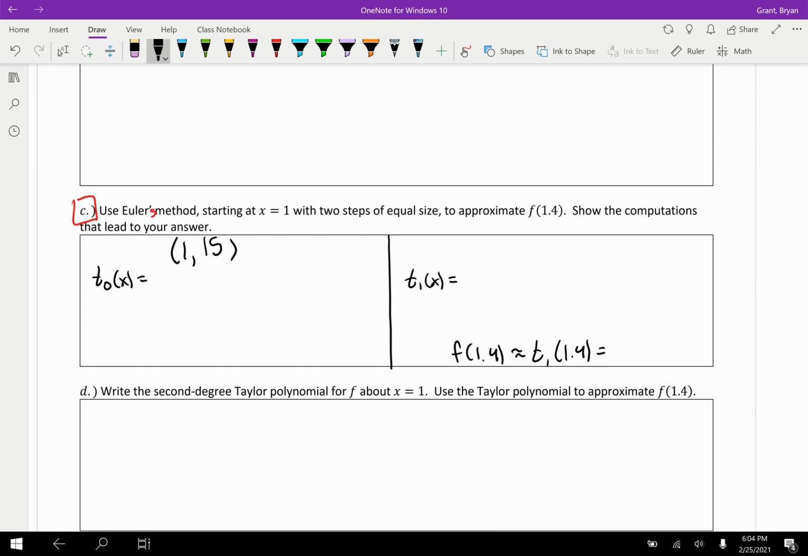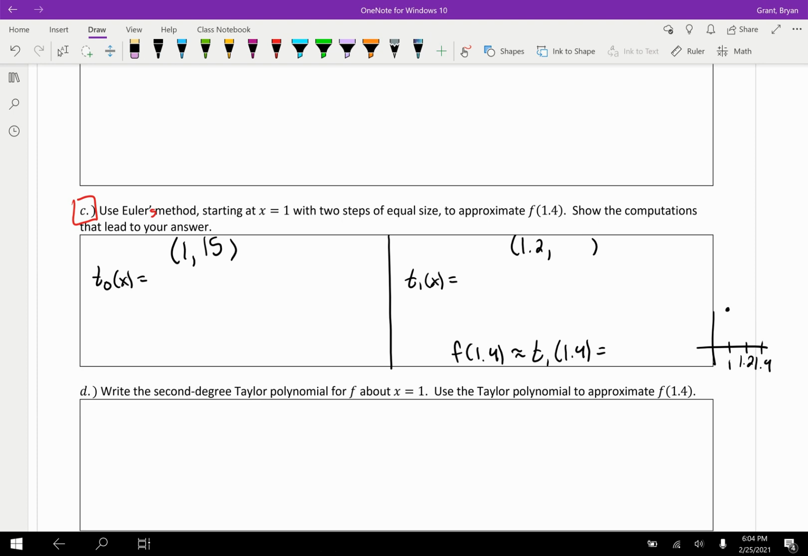Okay. Well, how large are the steps? Again, I like to just sketch a nice little graph over here. We're starting at 1, we're ending up at 1.4, right? And they said 2 steps of equal size. So here's 1 step in a second. I think that has to be 1.2. So we start at the point 1 comma 15, that's somewhere up here, and then we're going to get to 1.2. So this is 1.2 comma something, and then we'll use that tangent line to approximate f of 1.4. 2 tangent lines, right, to get us over there?